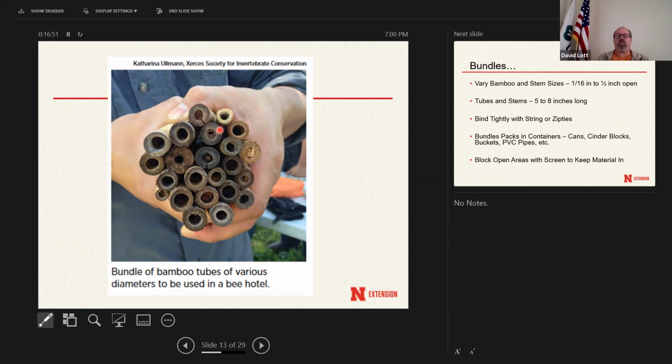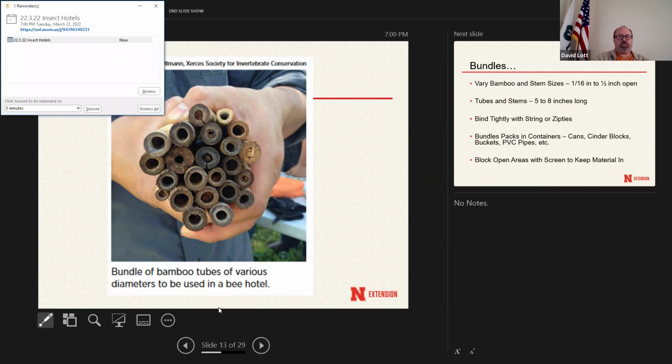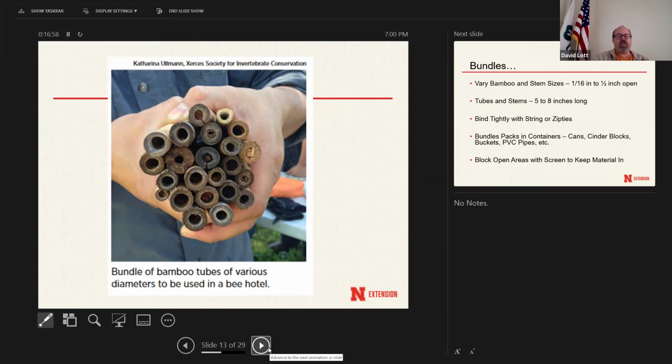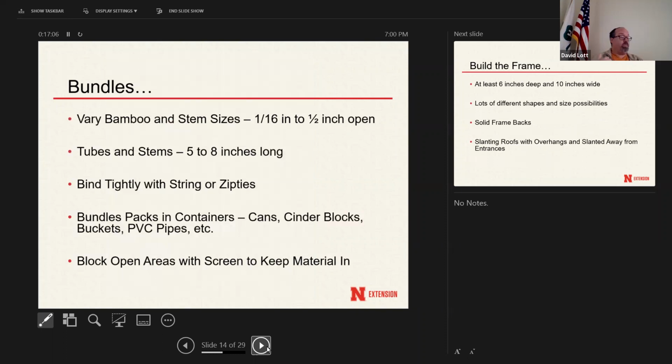So that's something you can do really easy. So that's kind of fun. The bundles are the easiest way to work with those. So that's awesome. You can vary them from 1/16 of an inch open to a 1/2 inch open. So you want to vary them around.